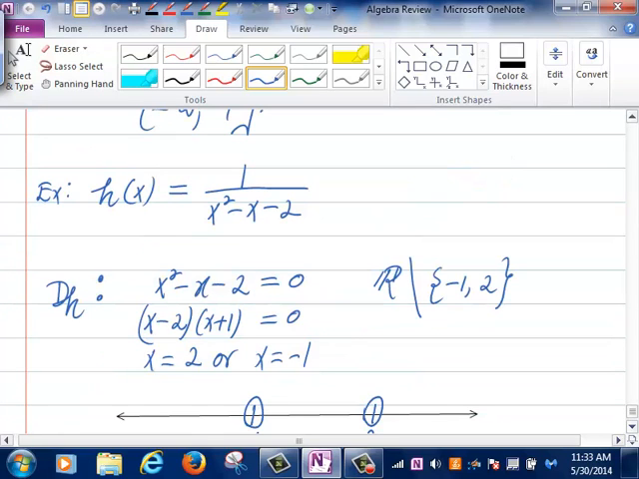Right there? Any questions on that, on finding the domain here? When I give you an exam on this topic, one of the first questions would be: find the domain of this function and that function. Any questions?